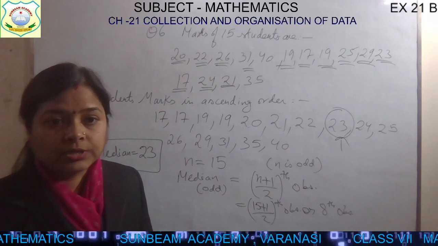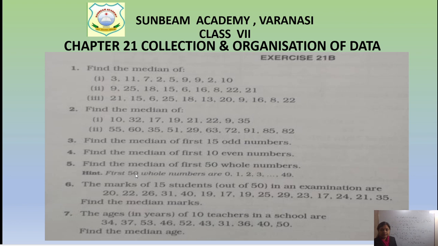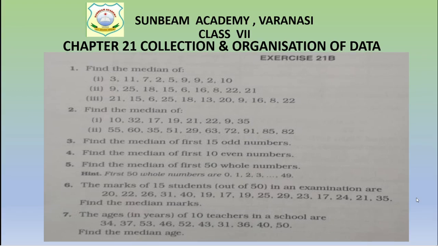Now the next question is question number 7. The ages in years of 10 teachers in a school are this much. Children, just write down the data. Whatever is already written in your book, write down the data and then we will write it in ascending order. I am just erasing the board work.